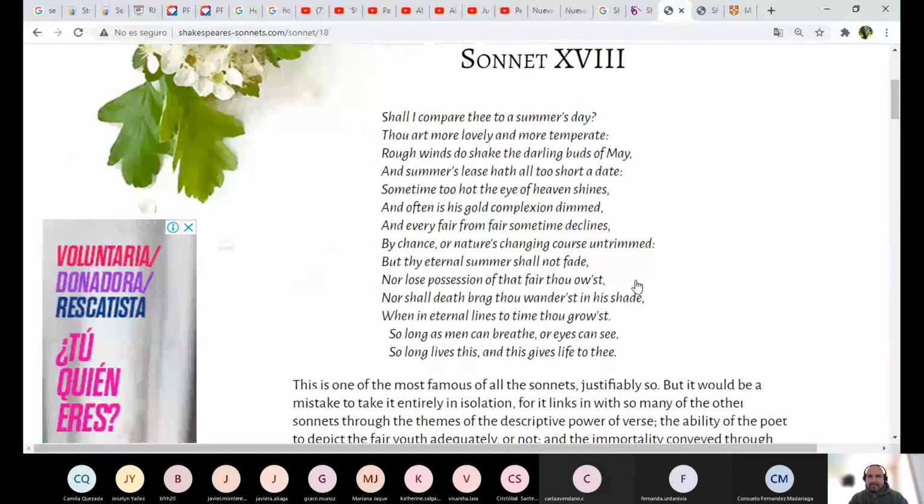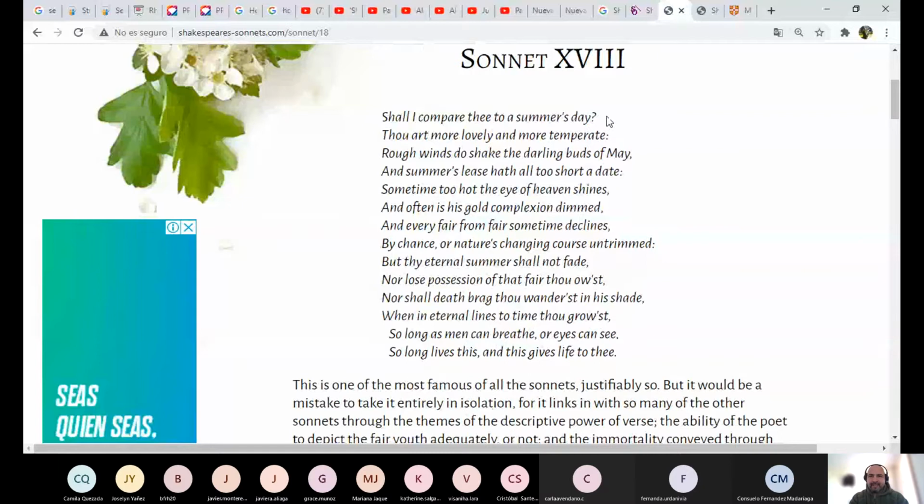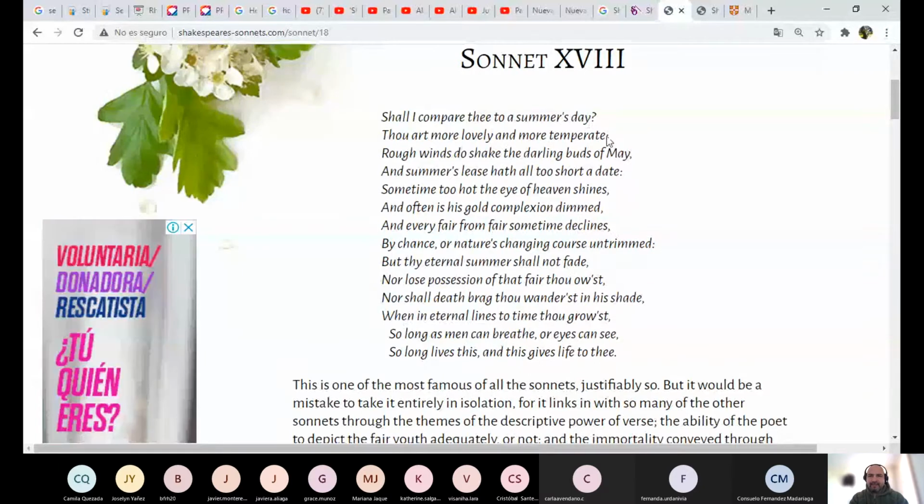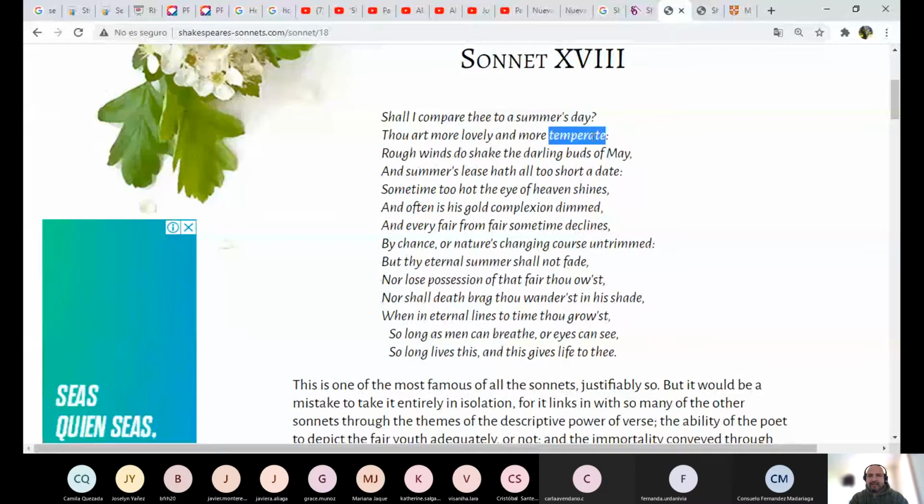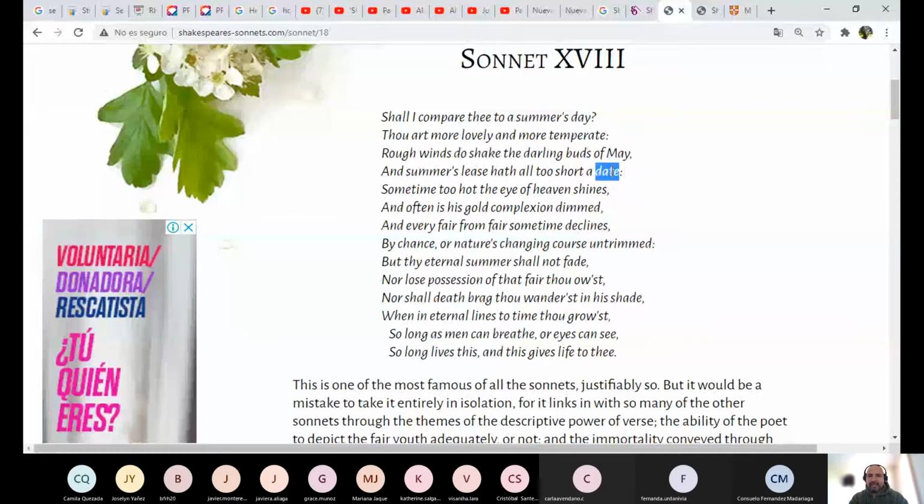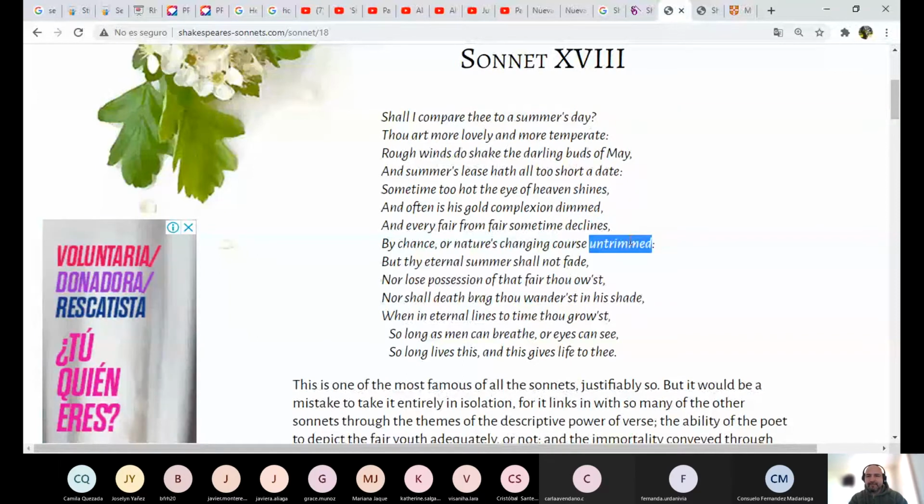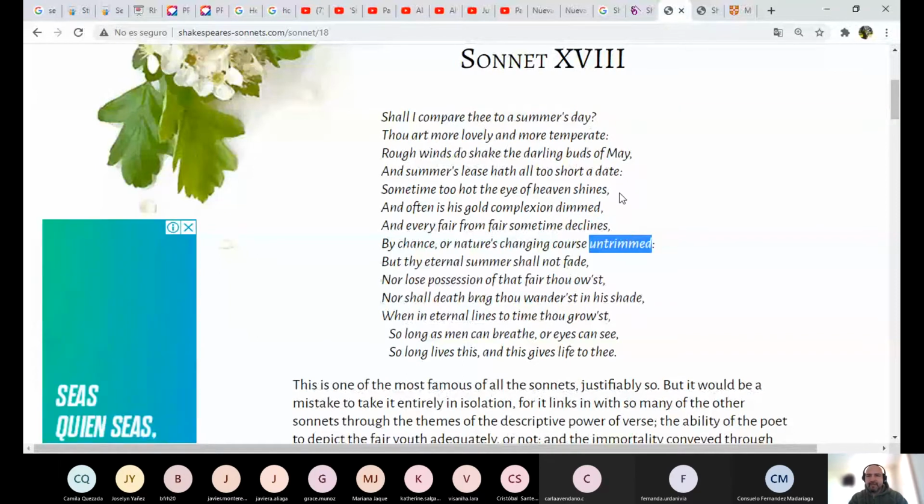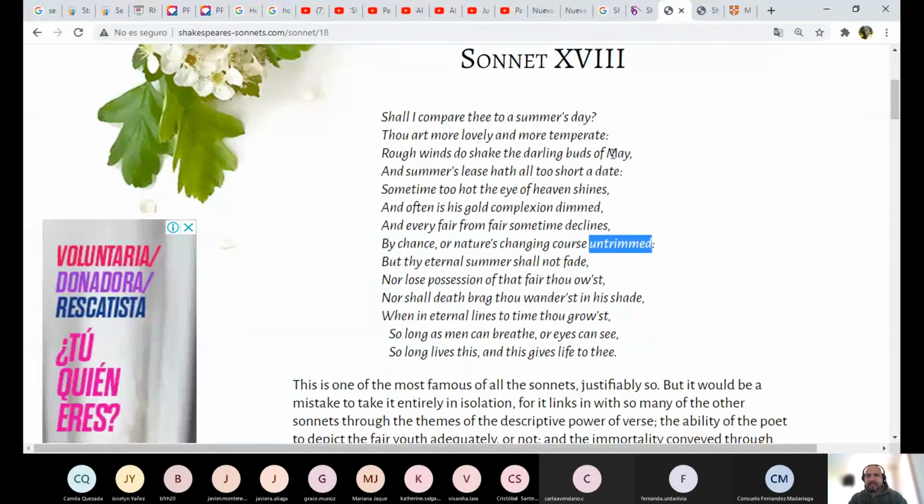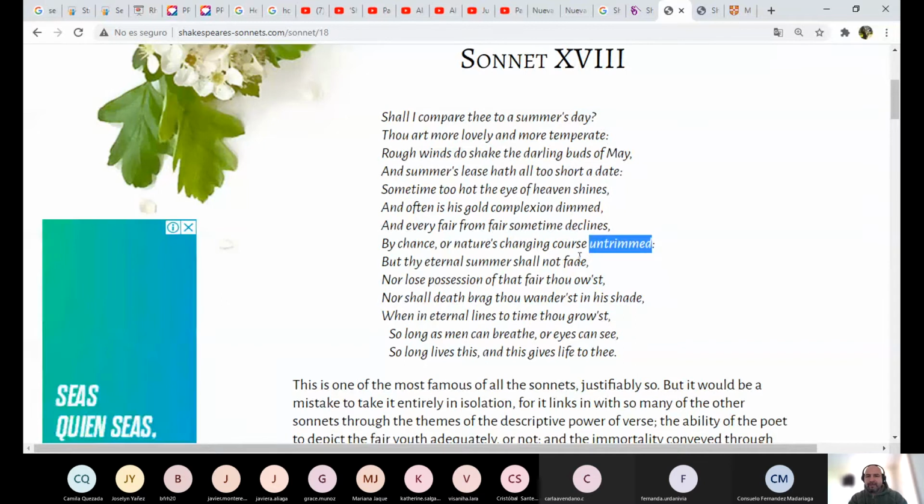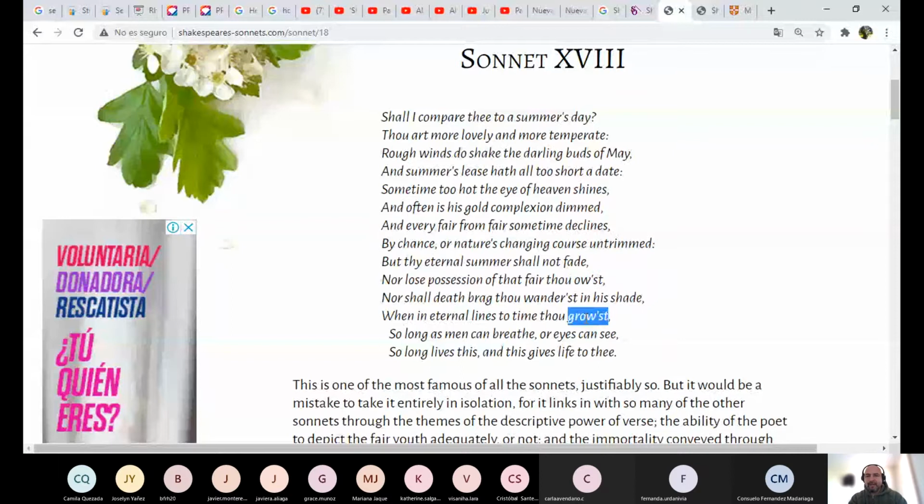Okay. So you have day and May, A and A. Temperate and date, B and B. Shines and declines, C. Dimmed and untrimmed, D. A, B, C, D, A, B, C, D. Fade, rhyming with shade, and so on. And finally, the last couplet, C and D.